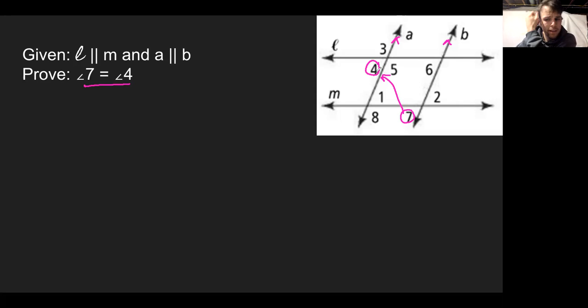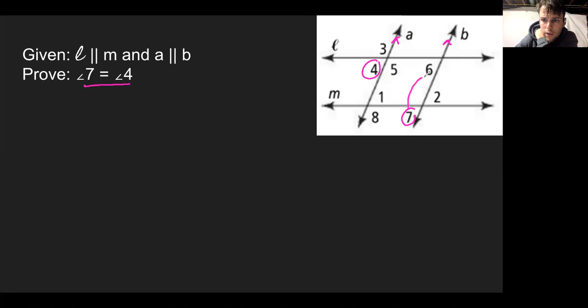So they're not created by the same transversal line. So we cannot directly connect these angles using those theorems before. We have to use a more roundabout path. We're going to have to connect 7 to something over here or over here, and then connect those angles to 4. So we actually have a couple pathways to do this.